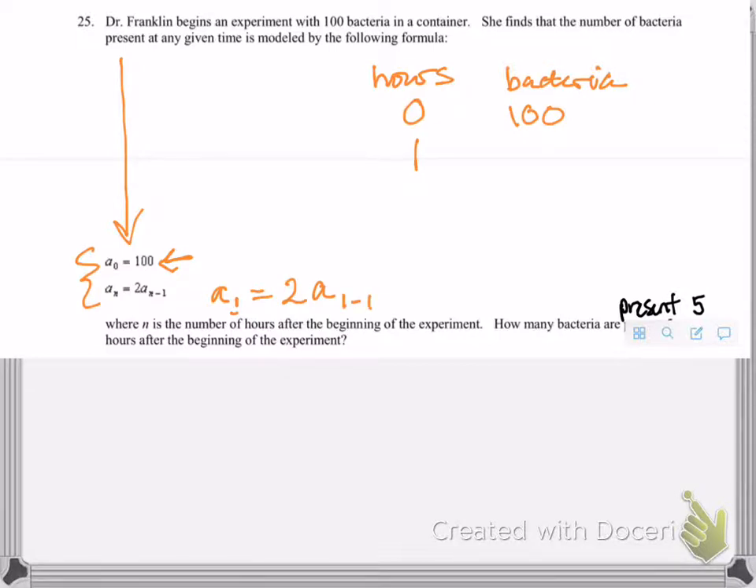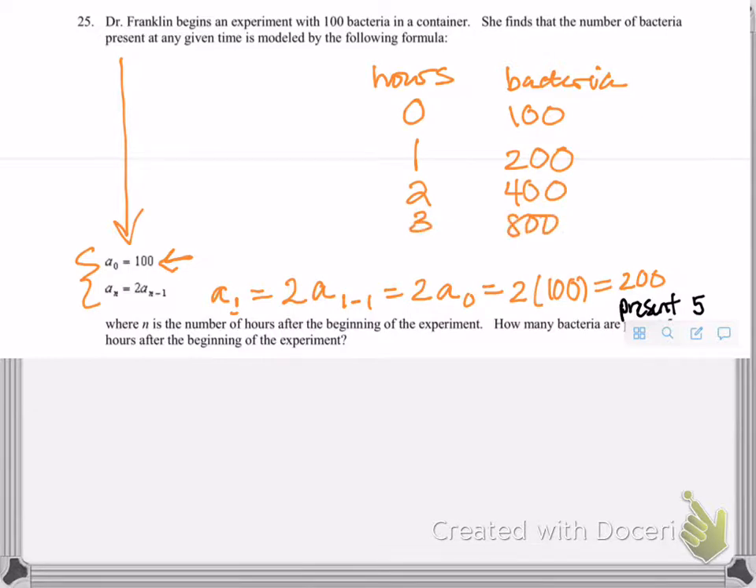1 minus 1 is 0, so that means this is the same thing as 2 times a sub 0. And a sub 0, as we know from the step above, is 100. So I've got 2 times 100, and 2 times 100 is 200. So basically it looks like I'm just taking the previous amount of bacteria and doubling it. So after 2 hours, I'll have 400 bacteria. After 3 hours, I'll have 800 bacteria. And after 4 hours, I'll have 1,600 bacteria.